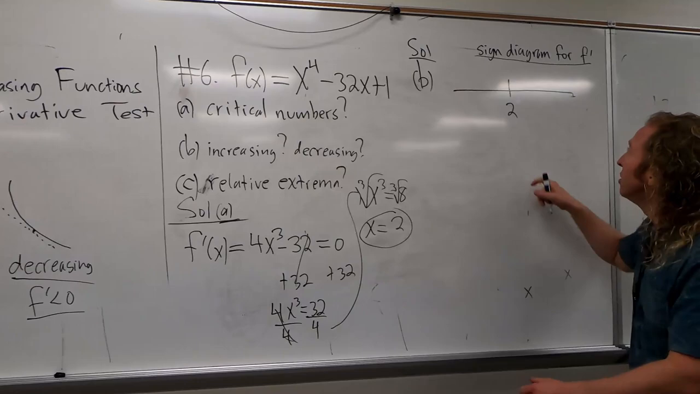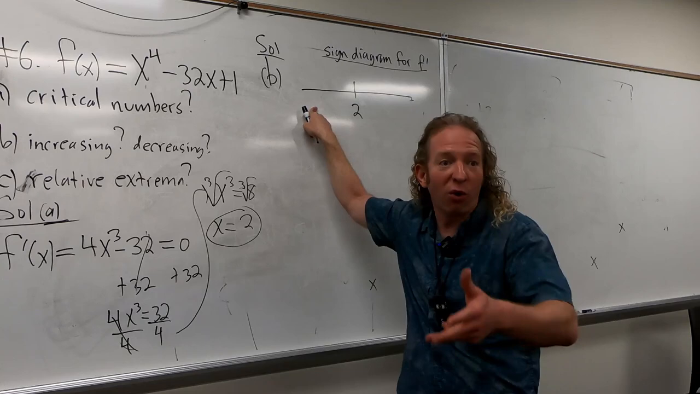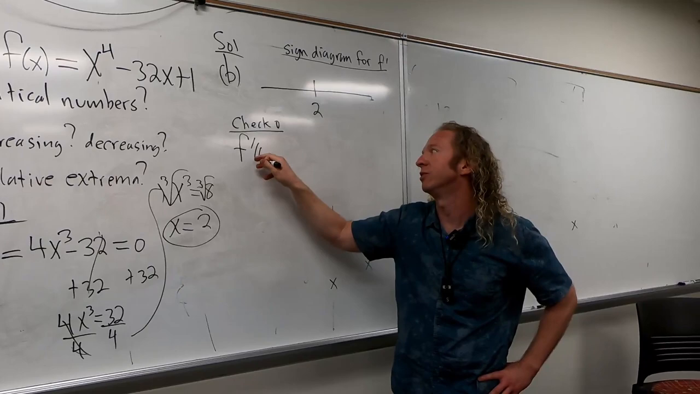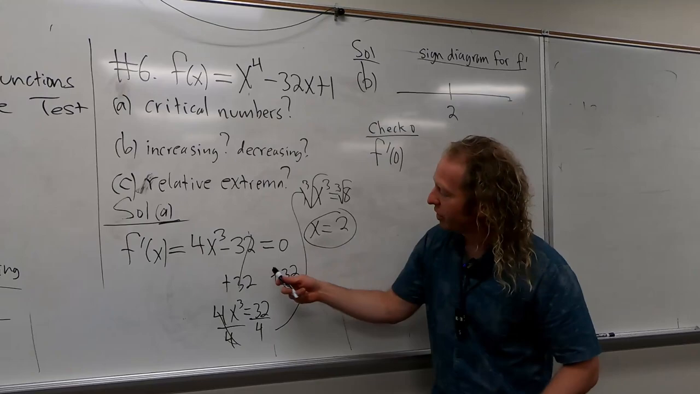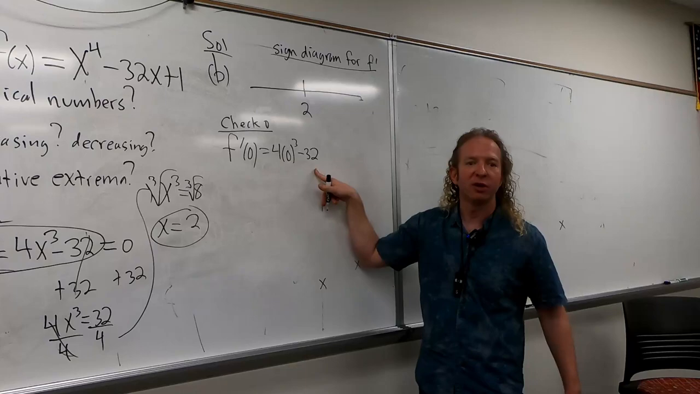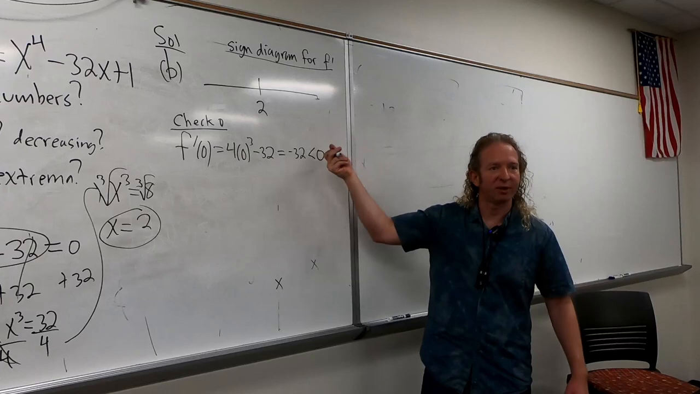So what's the easiest number in the world that's smaller than 2 that we can plug in? 1 or 0. I'll do 0. So let's check 0. So you do f prime of 0. So you plug it into the derivative. That is the most important thing to remember. So here's the derivative right here. So it'll be 4 times 0 cubed. I know it's just 0, but I'm showing every step. Minus 32. You don't have to show the work for this. You can just say less than 0, right? You could just do this: f prime of 0 less than 0. You can use your calculator to do that.